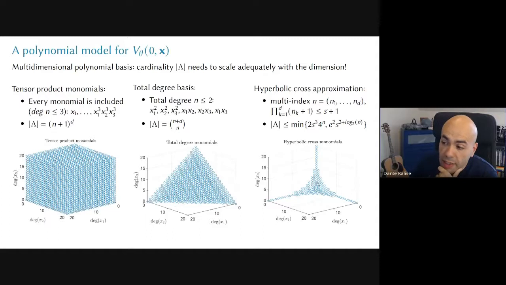What is the cardinality of this? We don't know it. There is no exact formula for this cardinality, but people working in approximation theory do have some upper bounds on this, which are not that bad.